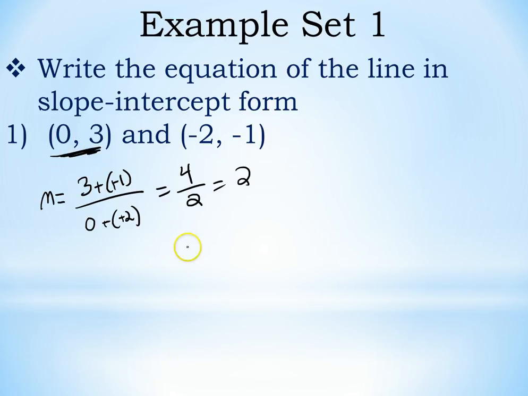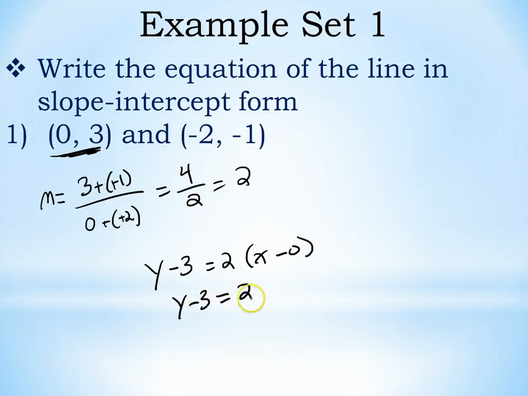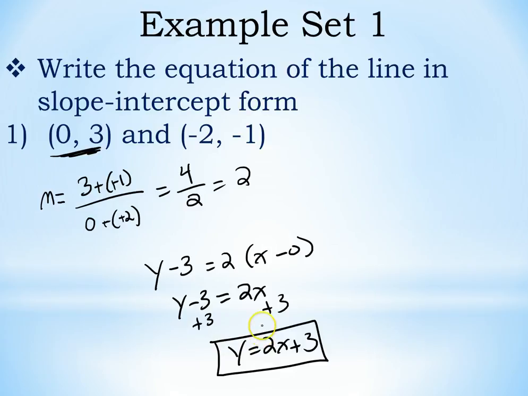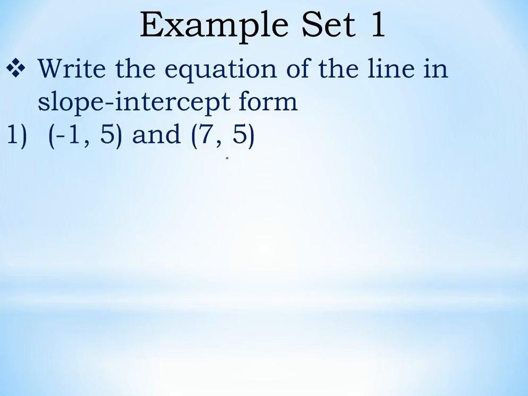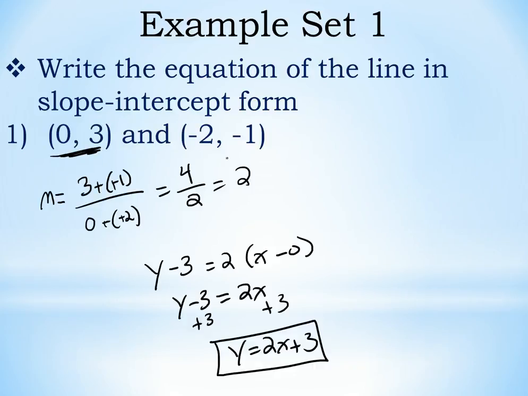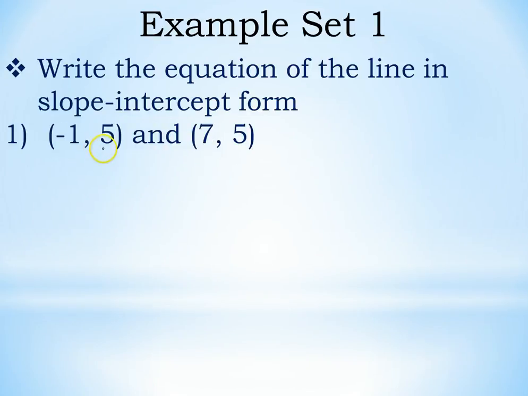So if I plug into y minus y1 equals m times x minus x1, it'd be y minus 3 equals 2 times x minus 0, which is y minus 3 equals 2x. So when I add the 3 to both sides, y equals 2x plus 3. So that would be the equation of the line using these 2 points, (0, 3) and (negative 2, negative 1). So that's generally how you write any equation of a line. You'll be given your 2 points, find your slope, write your equation. Very trivial. It gets more interesting in this case right here.